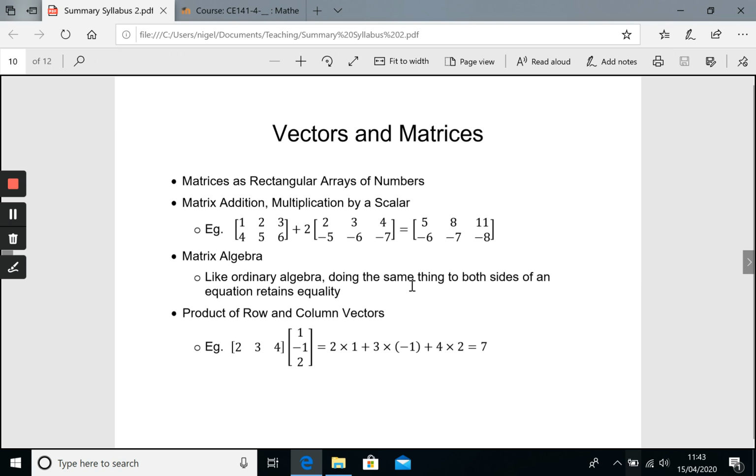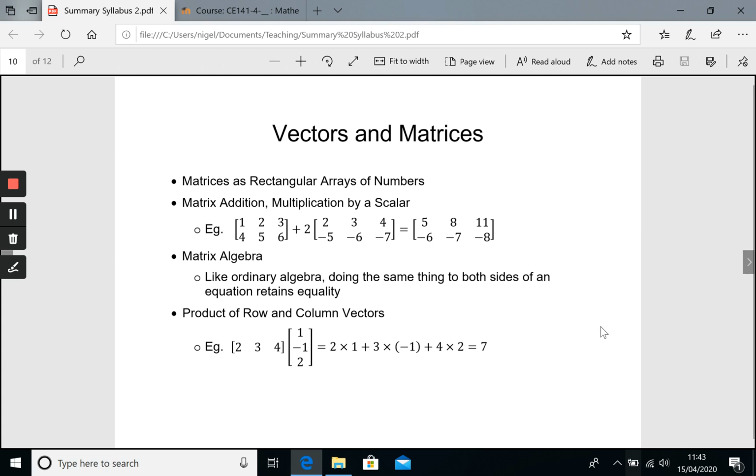Just like in ordinary algebra, you can have unknown matrices and manipulate equations to calculate what the unknown matrix actually is numerically. And of course that means using normal rules of algebra, like doing the same thing to both sides of an equation to retain equality.